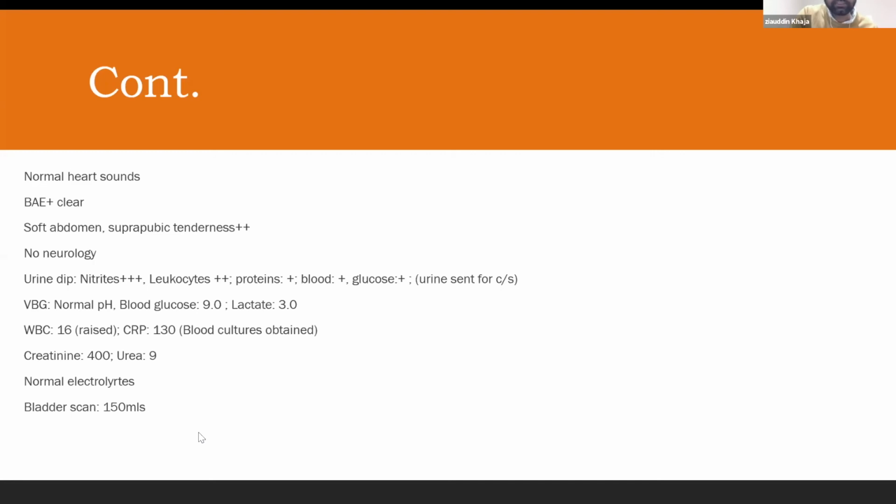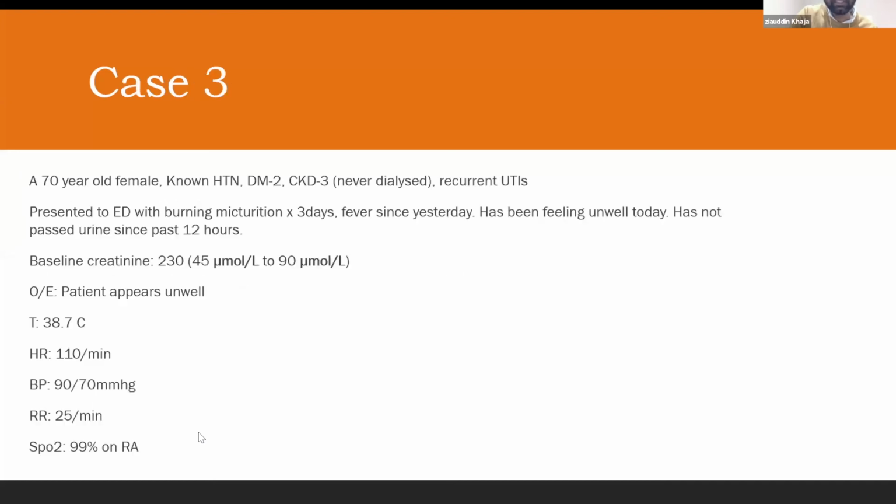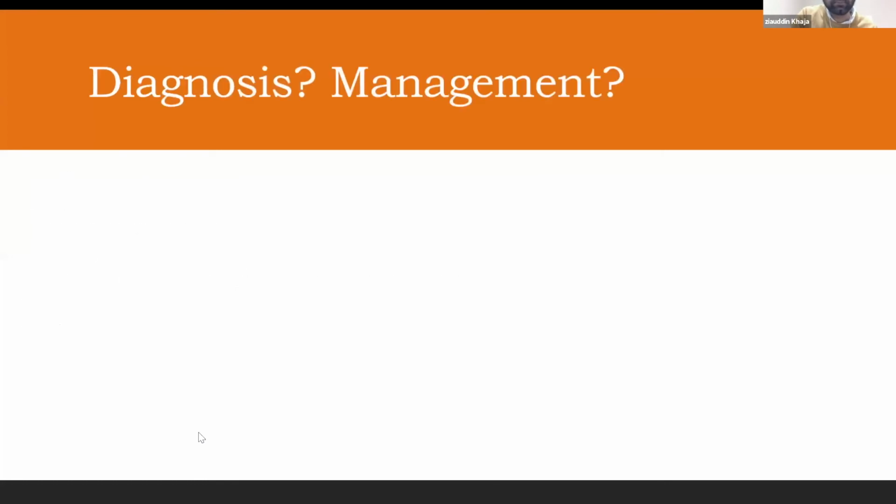and then normal electrolytes, and then you see a bladder scan. It's about 150 mils. So this lady is in shock, as we've established, and thinking about shock, it's septic shock, and the cause is likely urosepsis, right? So septic shock, urosepsis, AKI, and CKD, likely given that she's already diabetic. Just thinking out loud, her CKD possibly could be diabetic nephropathy.